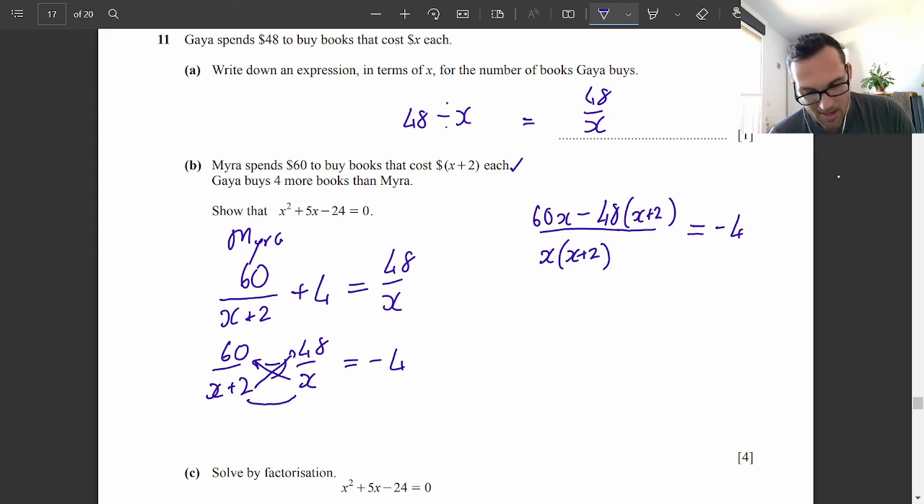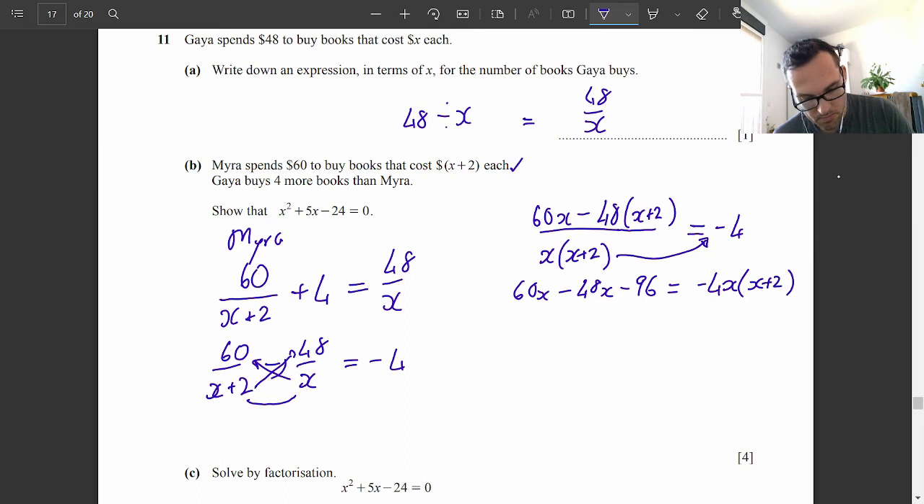All right, the numerator there, we got 60X. 48 times X is minus 48X. And minus 48 times 2 is -96. I want to get rid of that X bracket X plus 2 as a numerator. So it means I'm going to multiply it on the other side. So that means the -4 gets multiplied by X and X plus 2.